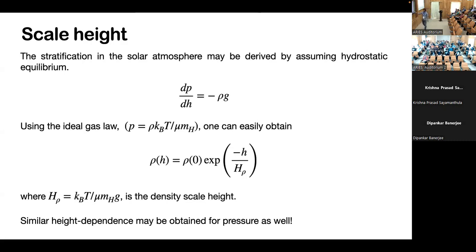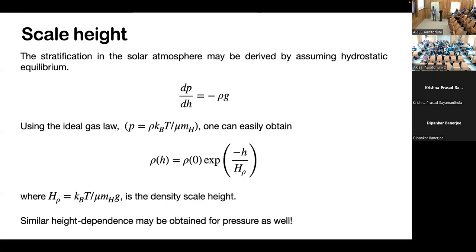So this H_rho you can calculate provided you have all you need here: the mass of the hydrogen, and mu, which is dependent on the composition. The gravitational acceleration g is fixed. Then the Boltzmann constant. As soon as you know the temperature, you can calculate this. What is this density scale height? A similar derivation can be done, of course, if you replace rho with pressure; then you also get a similar exponential dependence for pressure as well.